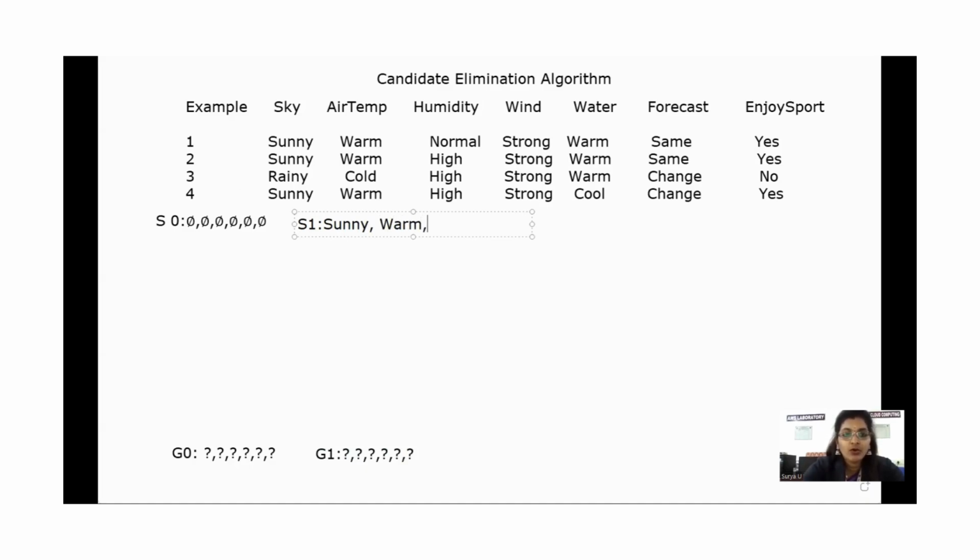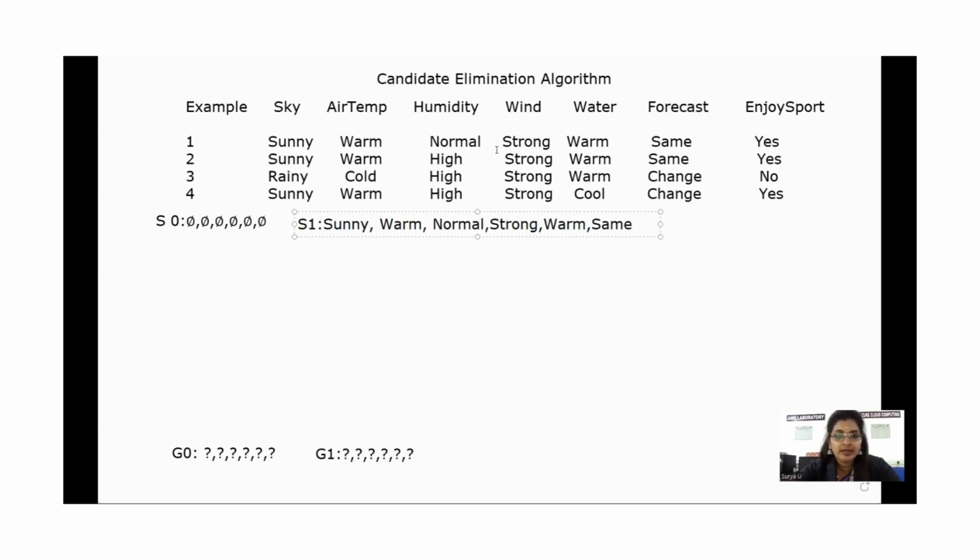The second one is warm. The third one is normal. Fourth one is strong. The fifth one is warm. And the sixth one is same. Yes, I have replaced all my null values with the values placed in your S1. I hope you all understand till this.